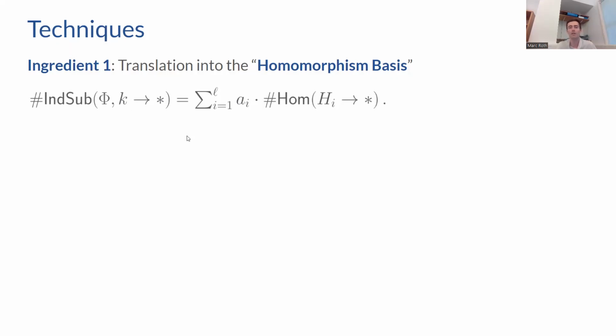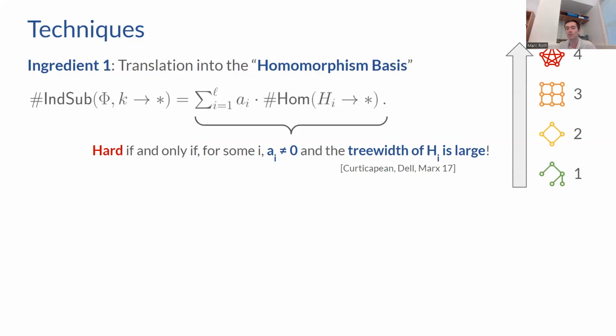And the reason why this homomorphism basis is useful is a result due to Curticapean, Dell, and Marx, which they used towards their implicit dichotomy. They proved that whenever in a finite linear combination of homomorphism counts, we find a graph H_i with large tree width and with a non-zero coefficient, then computing the entire linear combination is computationally hard.